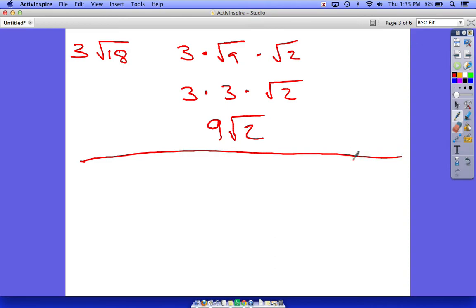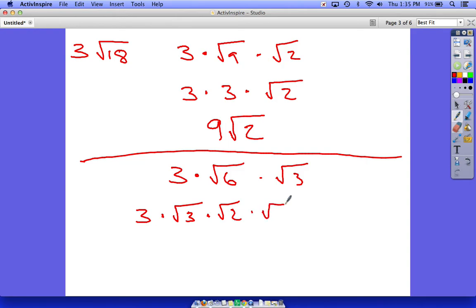Now, let's say you didn't pick 9 times 2 to start with. So now let me do 3 times, how about the square root of 6 times the square root of 3. This equals 18 right here. This equals the square root of 18. I don't have any perfect squares. This is a prime number, so I'm not going to be able to do anything with that. So let's work on this one. So now I'm going to rewrite this 3 times the square root of 3 times the square root of 2. This right here is my square root of 6 right there. And then I still have this times the square root of 3.